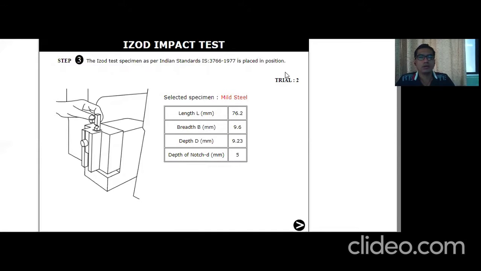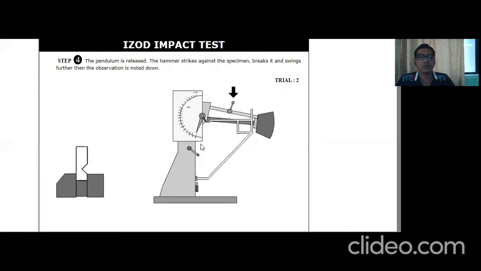Now we will go for another trial, trial number 2, to get an accurate value of the impact strength of the material. So again, the Izod test specimen as per Indian standard is placed in position at the anvil. The standard dimensions are there for the mild steel material. Then the pendulum is released. The hammer strikes against the specimen, breaks it and swings further. Then the observation is noted down.